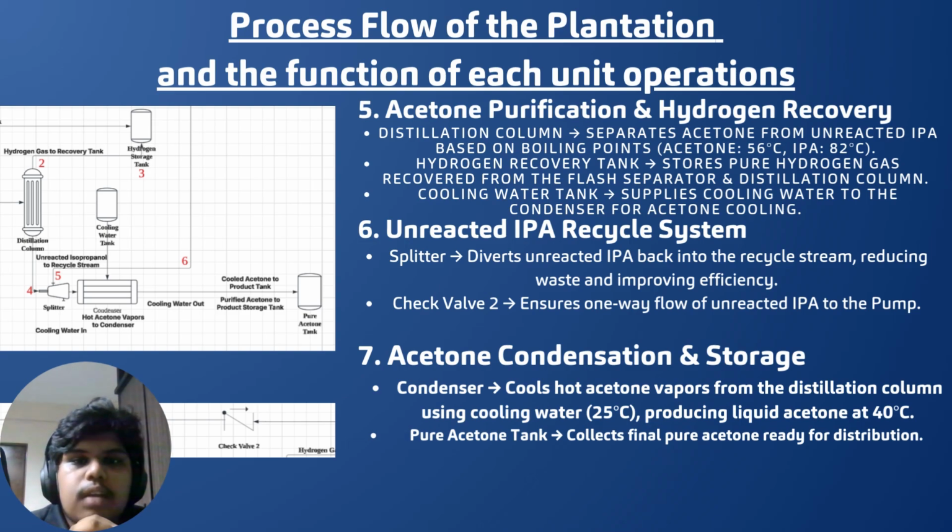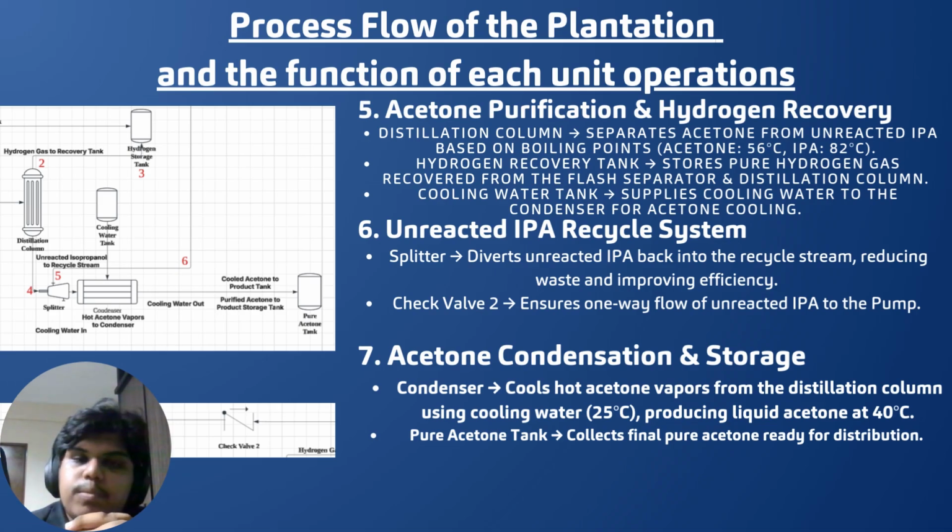The second one is the hydrogen recovery tank, which stores pure hydrogen gas recovered from the flash separator and distillation column. From the previous slide, the flash separator is going somewhere, and I've written where it is going, so it should be obvious by now. You can see the arrows pointing to the tank. The third one is the cooling water tank that supplies cooling water to the condenser for assistant cooling, as you can see there.